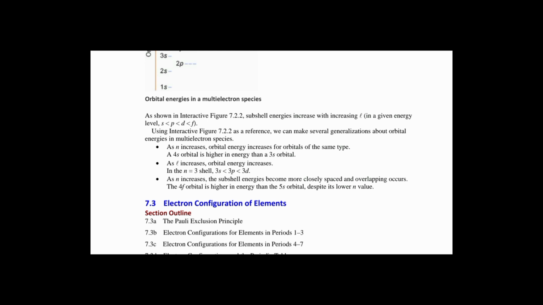These are some important points. As n increases, orbital energy increases for orbitals of the same type. A 4s orbital is higher in energy than a 3s orbital. As the azimuthal quantum number increases, orbital energy increases. For n equal to 3, 3s is lower than 3p, which is lower than 3d. As n increases, the energy levels become more closely spaced and overlapping occurs.